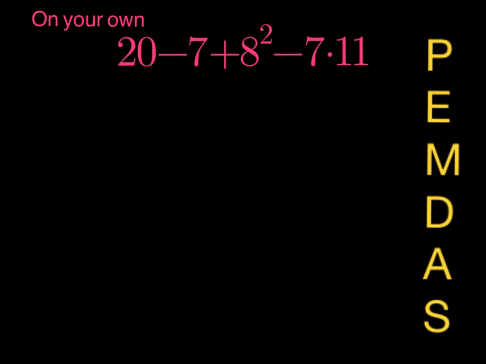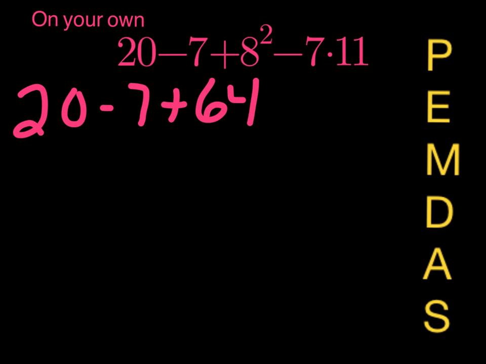Okay, here's one for you to try on your own. I put PEMDAS down the side in order to serve as a reminder in case you might need it. Pause the video and see if you can use the order of operations to correctly solve this expression. If you did it correctly, you would have started with your exponents because there are no parentheses, and you should have had 20 minus 7 plus 64 minus 7 times 11.